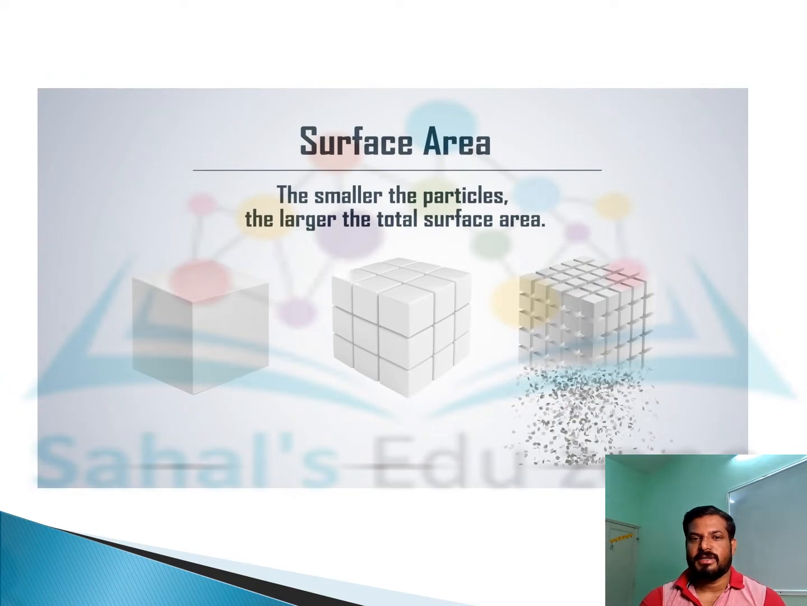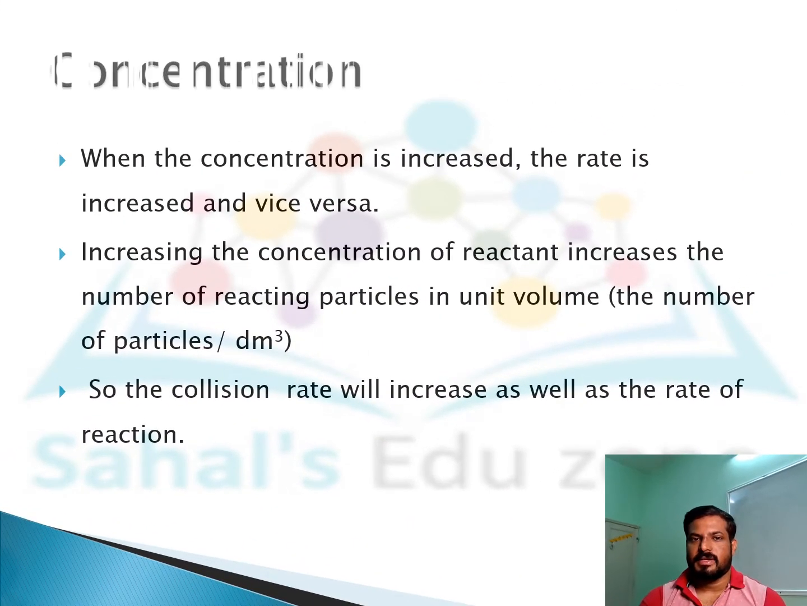Second one, concentration. As we increase concentration, the rate of reaction also increases. When the concentration is increased, the rate is increased. Increasing the concentration of reactant increases the number of reacting particles in unit volume. That means in a concentrated medium, the number of particles is more.